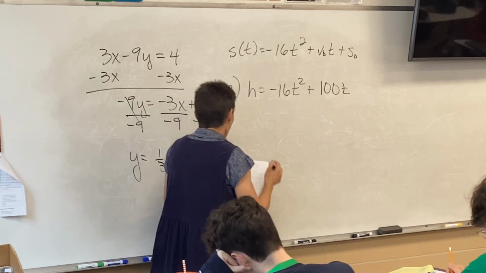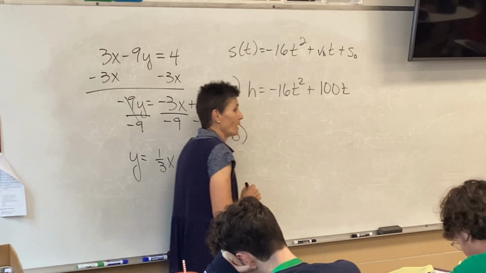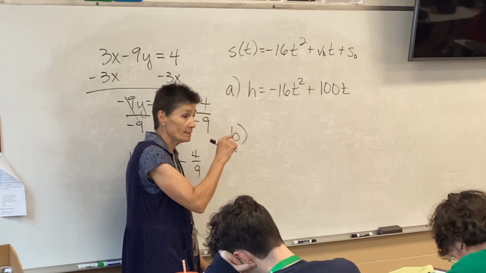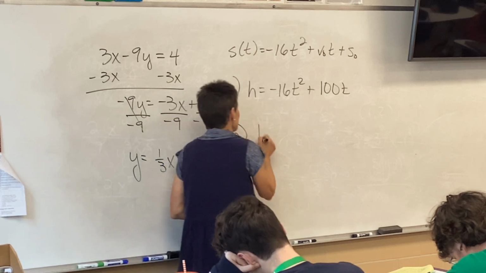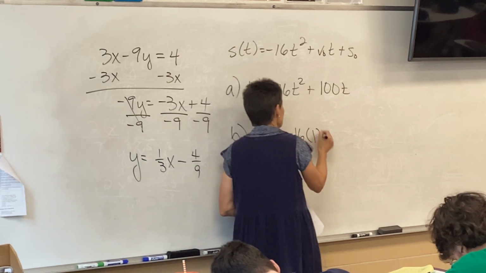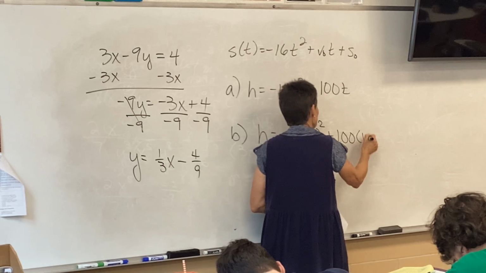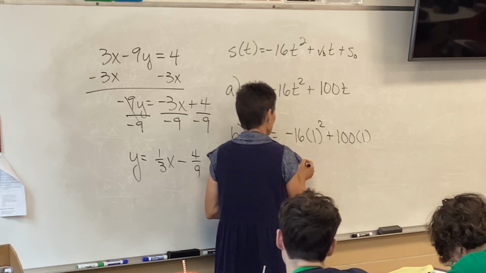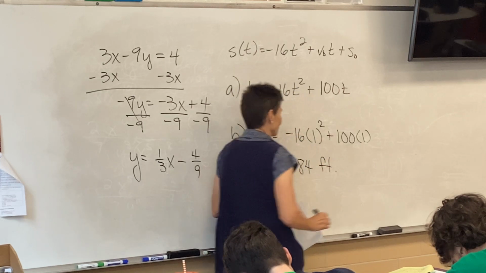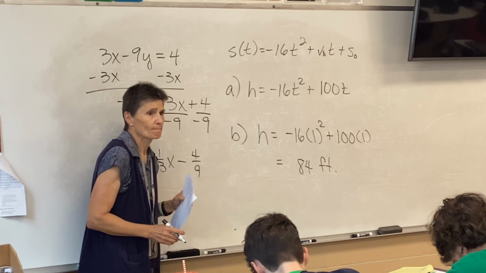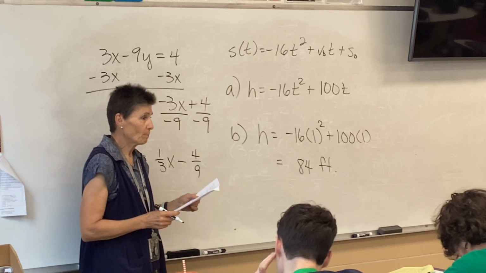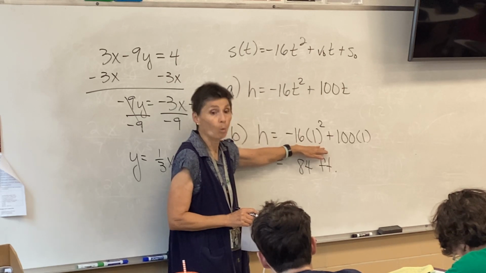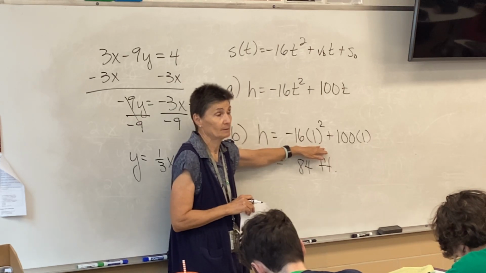Next question. How high is the ball after 1 second? Just plug it in. Plug in 1 for t or x, whatever letter you're using. So the height is negative 16 times 1 squared plus 100 times 1. I think that one's 84 also. Is it 84 feet? Yeah. Okay, 1 second. Remember, boys and girls, this doesn't mean 16 squared, this means 1 squared times the negative 16.